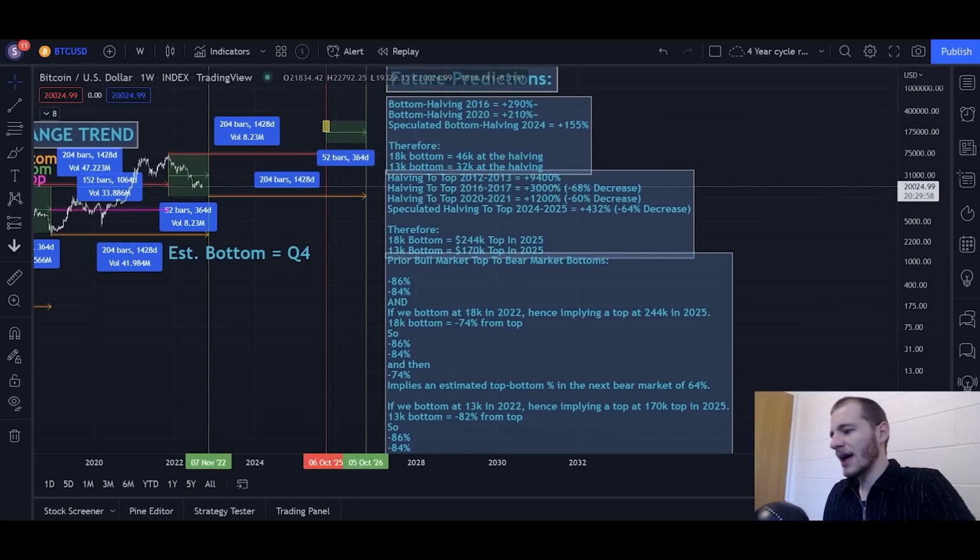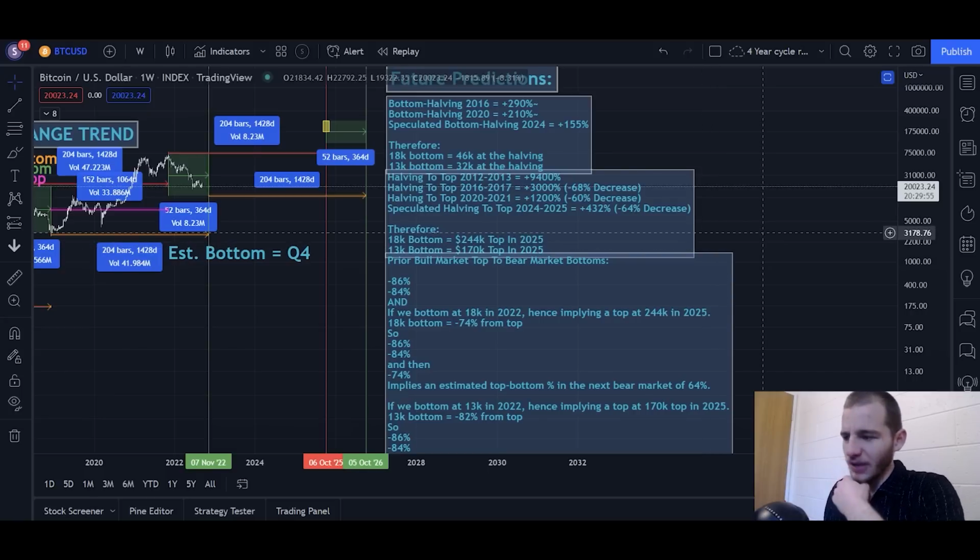I'm going to go ahead and take a read of these blue data points here, and you'll see that I've gone through all the analysis. I've taken data from bottom to halving. I've taken data from halving to top. I've extrapolated that. I've given the estimated bottom on Bitcoin.